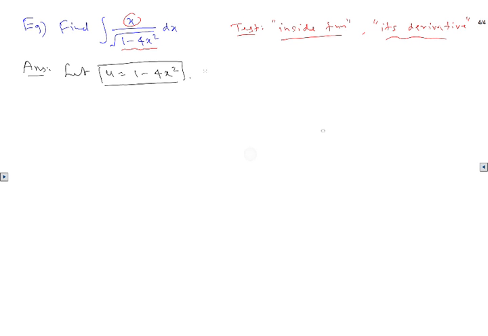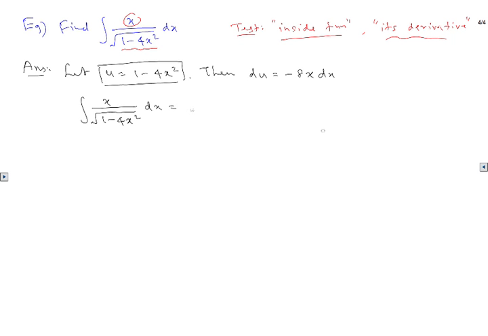Then if you take the derivative, you're going to get du equal what? Negative 8x, not x squared, negative 8x, and they multiply by dx. So that's what you get. Okay, so that means the problem is x times the square root of 1 minus 4x squared dx.